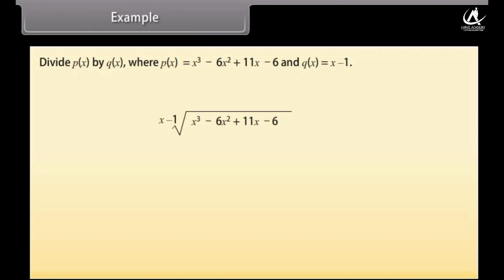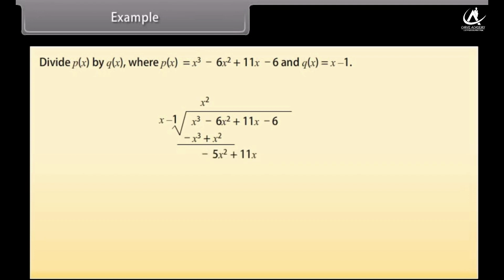We can write it this way also. The next step is to divide the first term of the polynomial. The first term should be the one with the highest power by the x part of the factor. In this case, you divide x cube by x to get x square, which you then write at the top of the division bar. Next, you multiply the term that you wrote at the top by the entire divisor. In this case, you multiply x square by x minus 1 to get x cube minus x square, which you then subtract from the polynomial under the division bar.